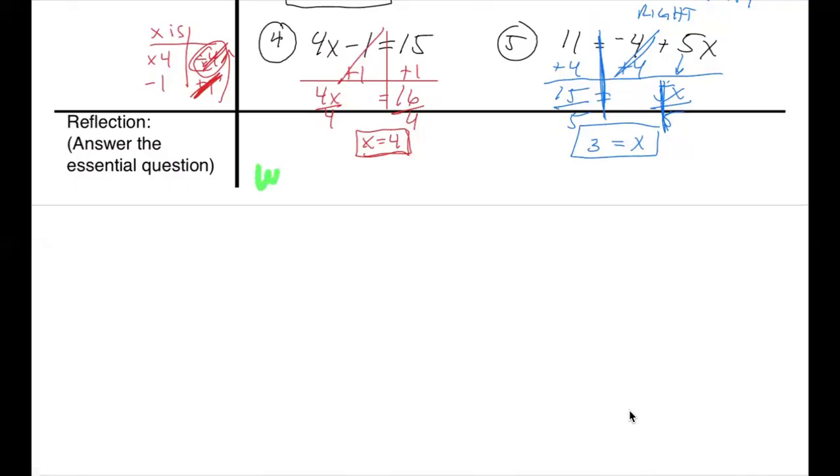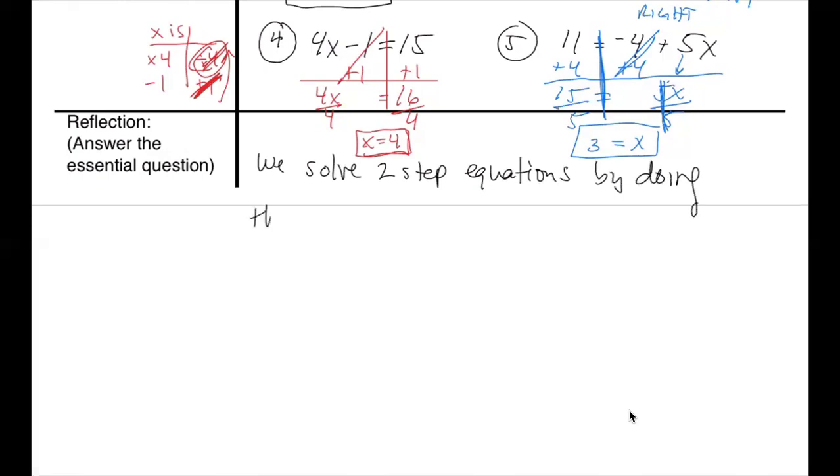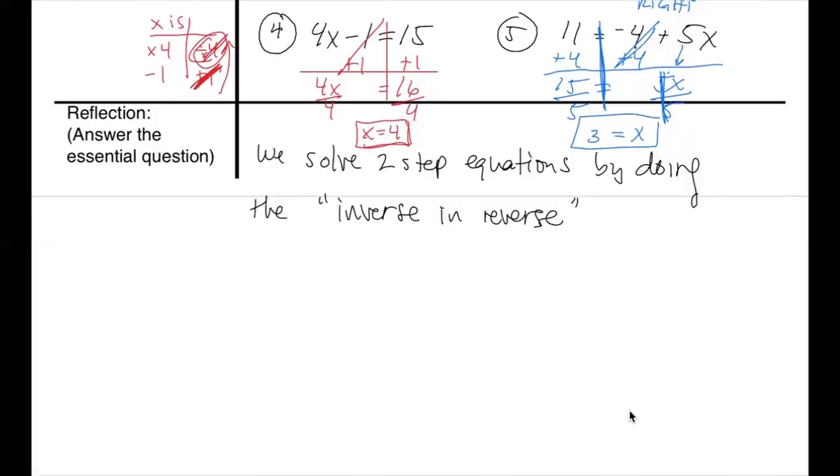So we solve two-step equations by doing the, make sure you write this, inverse in reverse. That's our saying for the day. The inverse in reverse. You'll hear that a lot. We solve two-step equations by doing the inverse in reverse.